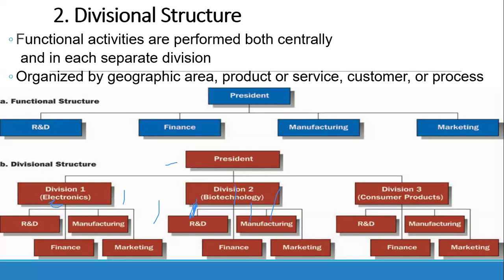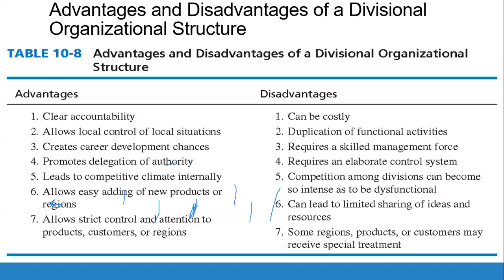Unlike the functional structure, wherein even the president will have to come and intervene. And that is why we see that there is concentration of power at the upper echelon. So, what are the advantages and disadvantages of utilizing the divisional structure?